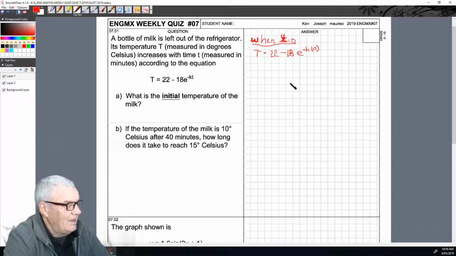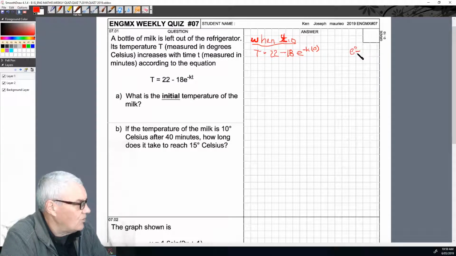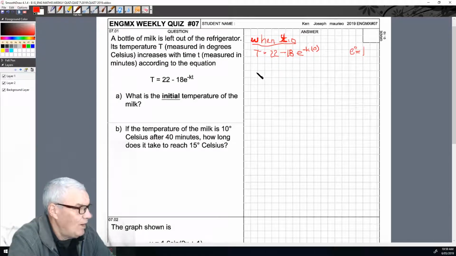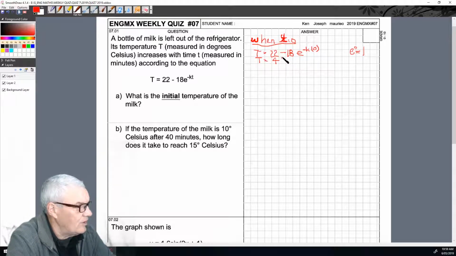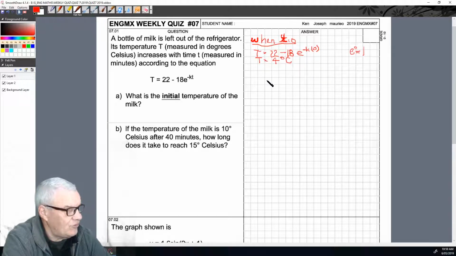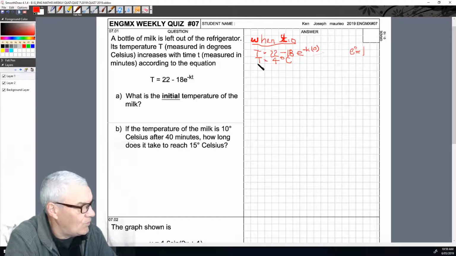And as we know, anything to the power of 0, be it e, 100, negative 47, anything to the power of 0 equals 1. And 1 times anything, of course, is itself. So now we're going to get T equals 4. 4 what, you might ask? Well, degrees centigrade, of course. Degrees Celsius. T equals 4 degrees C, and that's your answer. Yep, that's the answer that we're looking for.